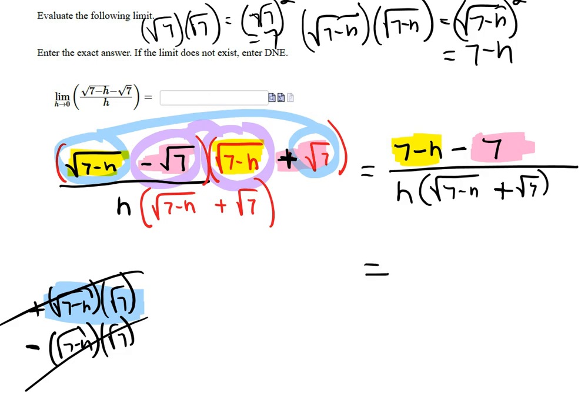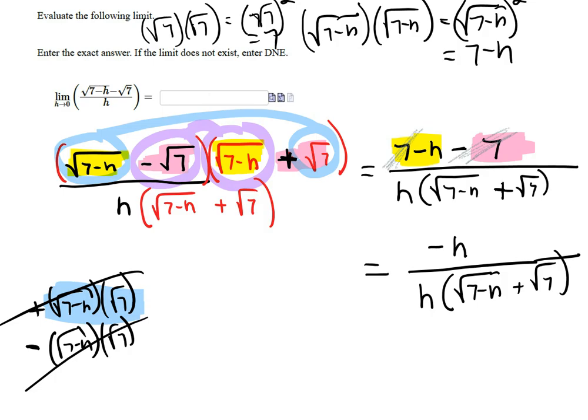Okay, so keep going. In the numerator, I can now see that this 7 and this minus 7 cancel each other out, leaving me with just a negative h in the numerator. And what's about to happen is that h in the numerator is going to cancel out with the factored out h in the denominator. That's going to leave me with negative 1 over the square root of 7 minus h plus the square root of 7.